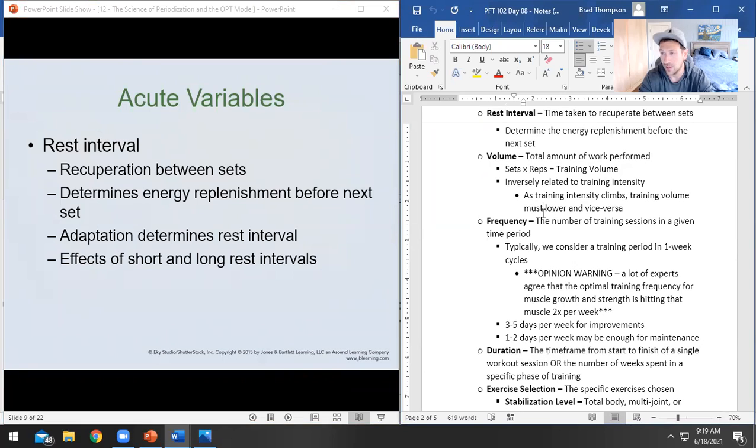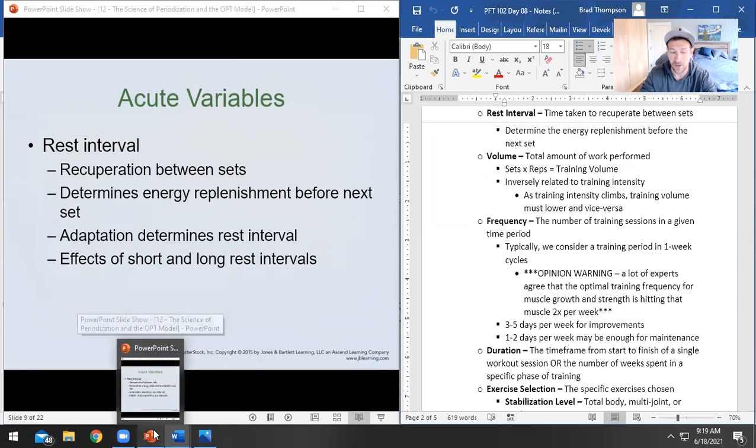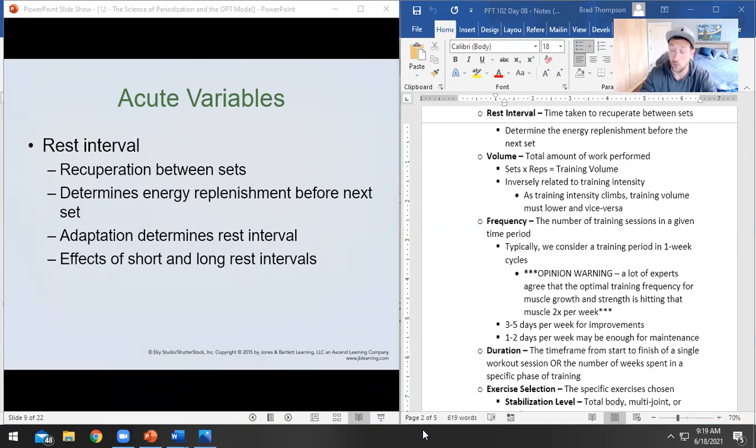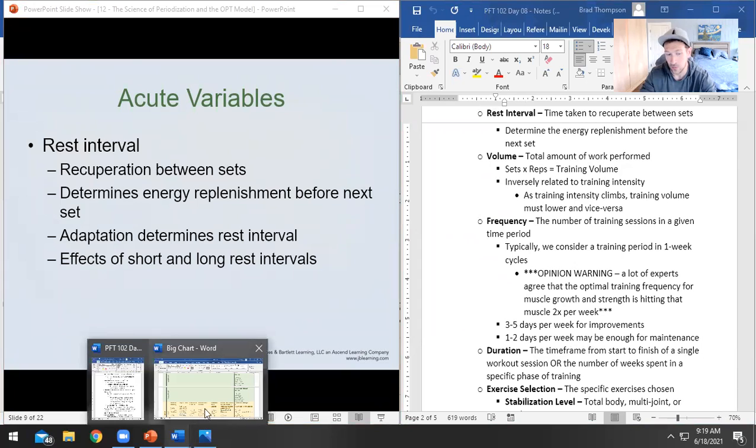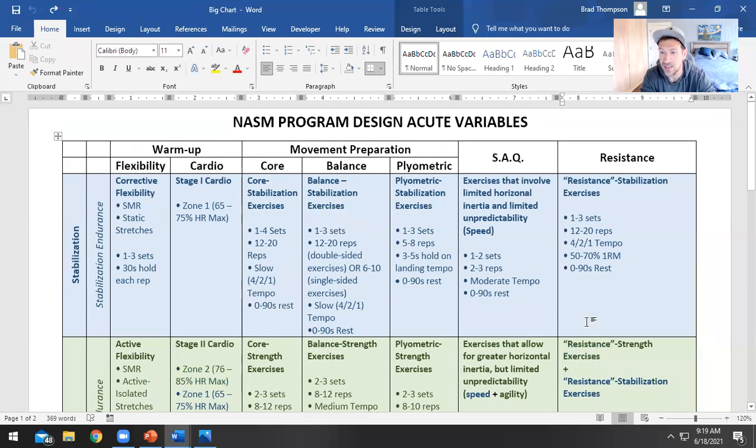The really important thing to remember here, guys, and I think this is the sentence that you're going to see, is your rest interval is what determines how much energy you have before your next set. So it determines the energy replenishment before your next round of repetitions. Obviously, the more sets we are doing, or the higher the intensity that we're lifting at, the more rest we're going to need between those sets, because you can't lift at a high intensity if you don't fully recover between sets.